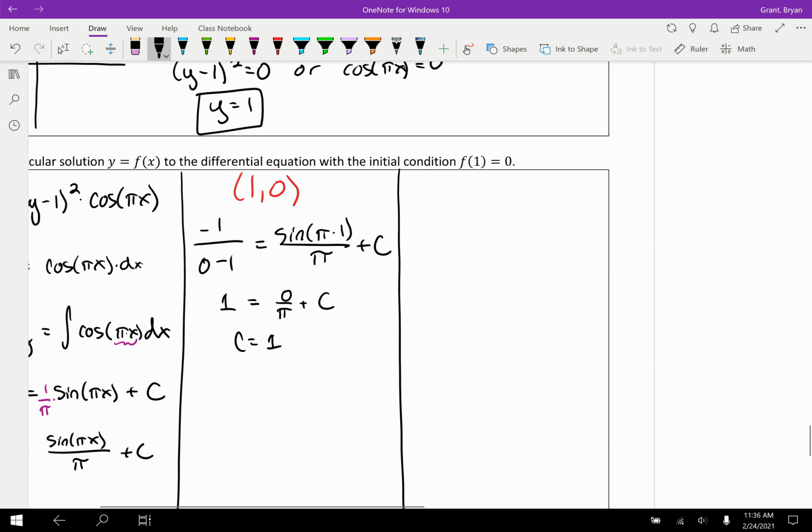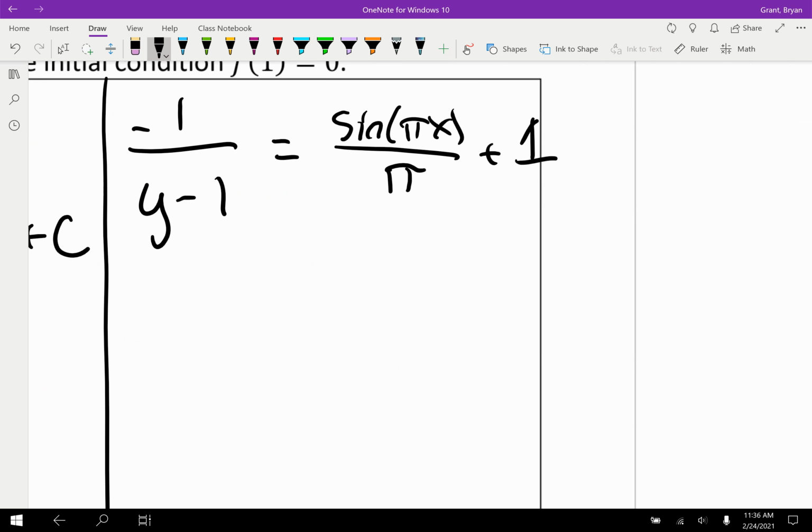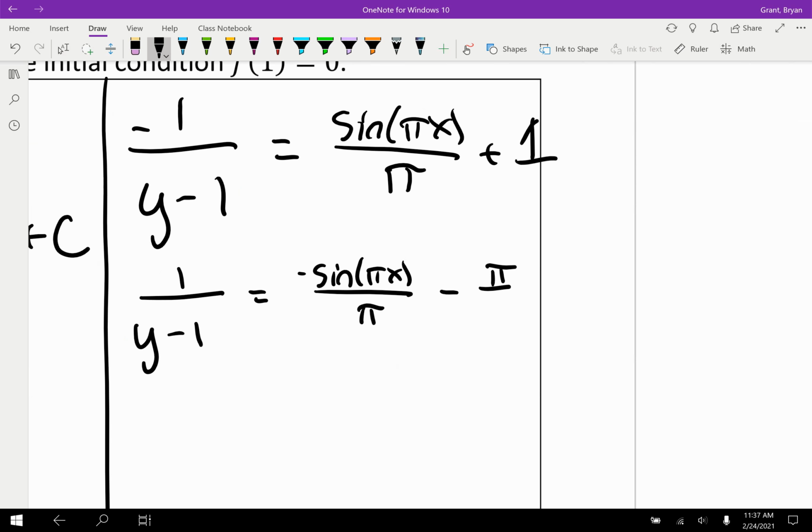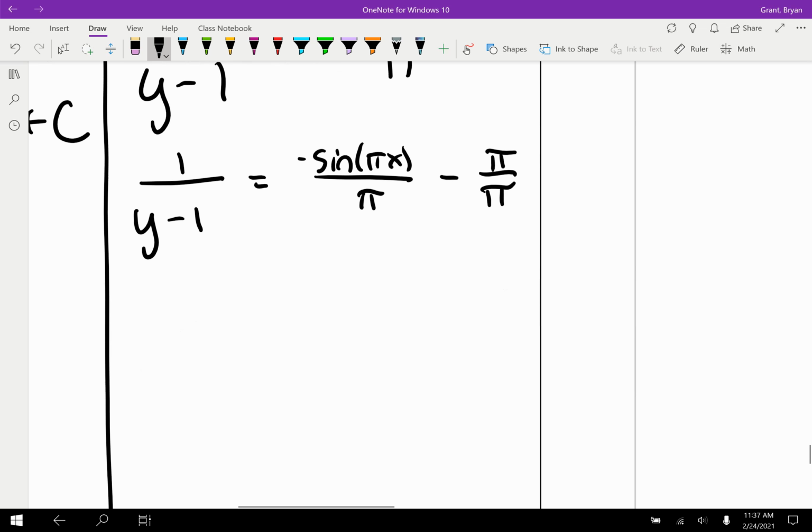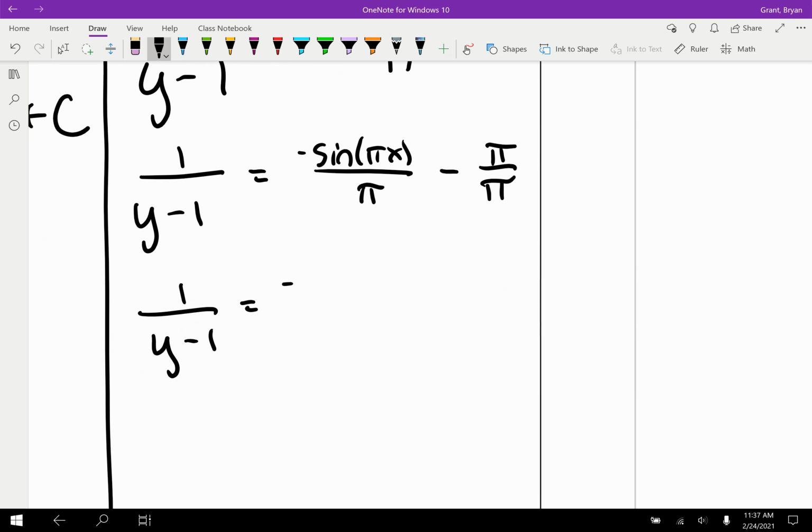Okay, last part. −1 divided by (y − 1) equals sine of πx over π plus 1. Okay, 2 steps in one. I'll get rid of the negative first by moving it over. 1 divided by (y − 1) equals negative sine of πx divided by π minus 1. But instead of 1, since I know I'm going to have to flip this 1 over y − 1, I'll rewrite 1 in terms of π. π over π is the same as 1. Combining those together, negative sine of πx divided by π, extend the fraction, common denominators, minus π.